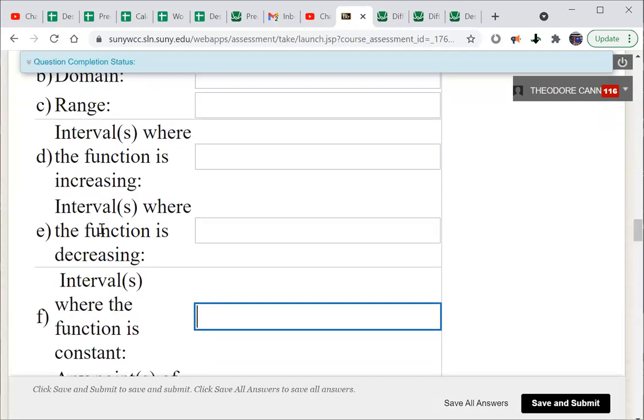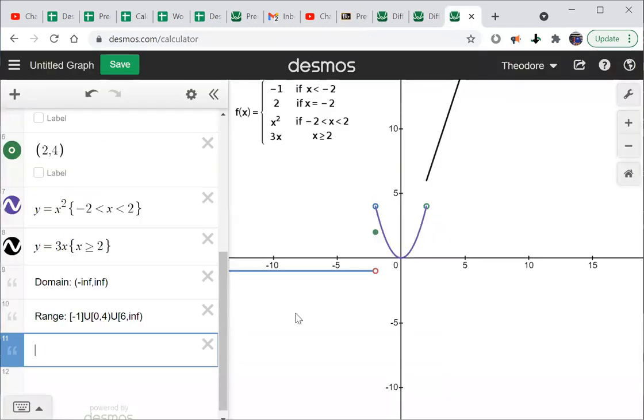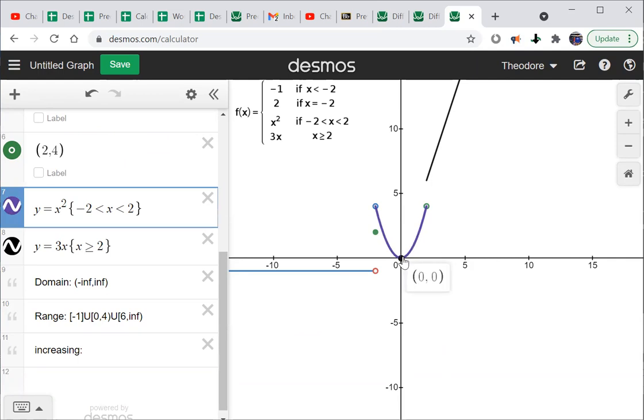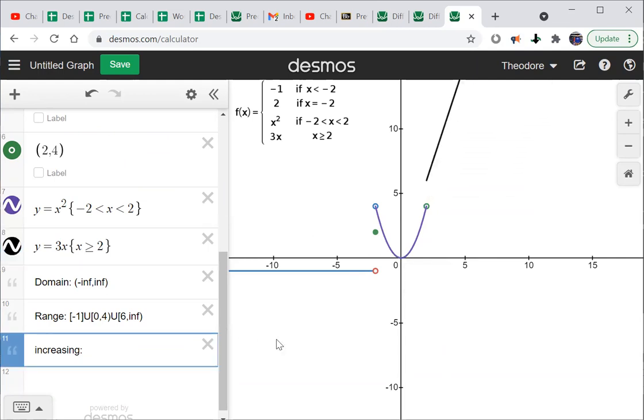Yeah, so increasing, decreasing, constant. All right, so the next one would be increasing. So where is it going? Uphill from here in terms of x, it starts increasing at 0 to this x value of 2. There's a break in the graph, but then it continues increasing from 2 to infinity.